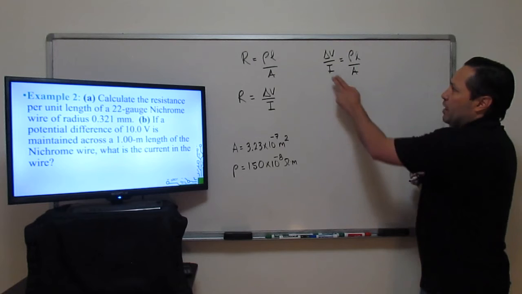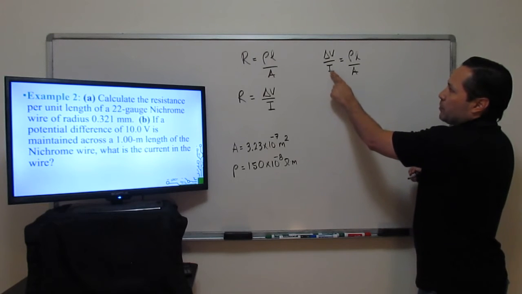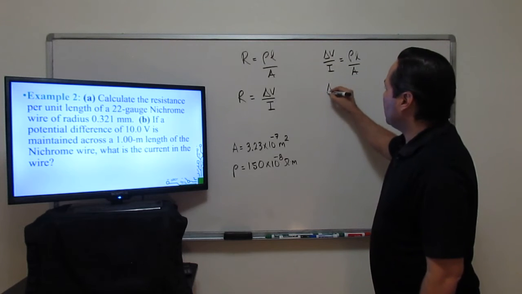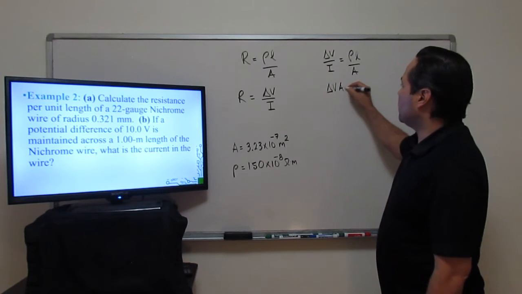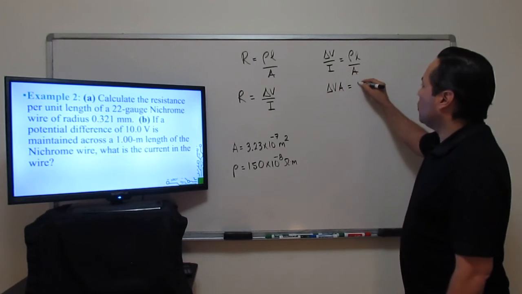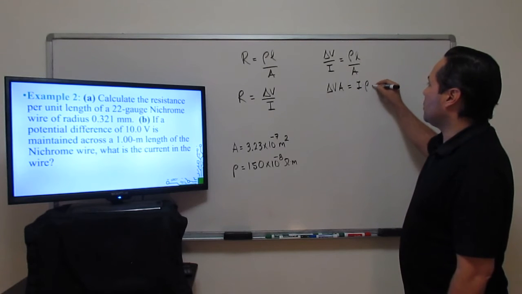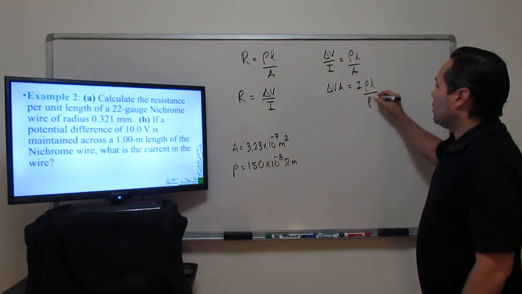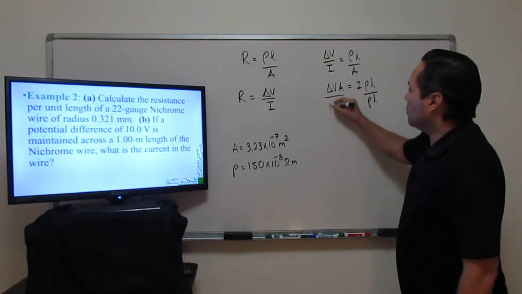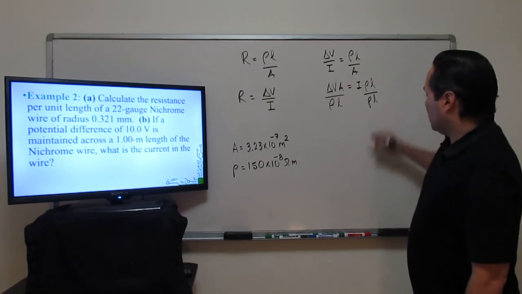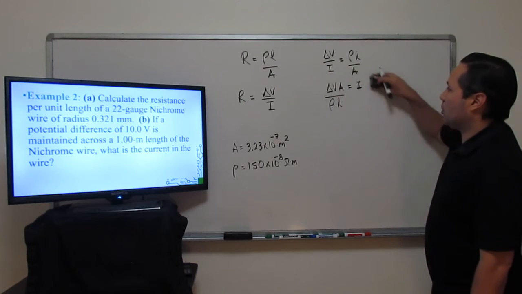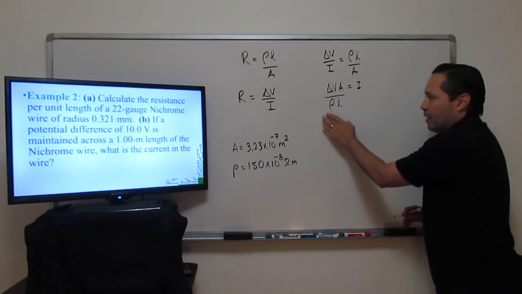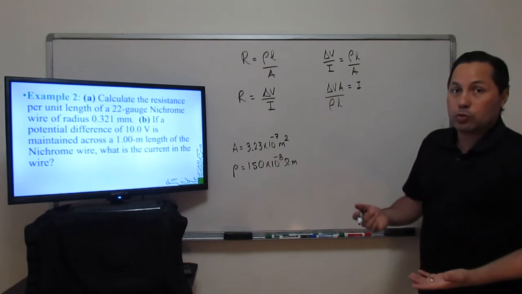Alright, so now we have that. We want to isolate the I. So we're going to cross multiply a little bit. So it's going to be V, the voltage times the area. It's equal to I multiplied times resistivity times the length. Then I'm going to divide both sides by resistivity and length. So we're going to end up with the formula for I, which is the current. Alright, so it's going to be voltage times area divided by resistivity times the length, which is 1 meter.